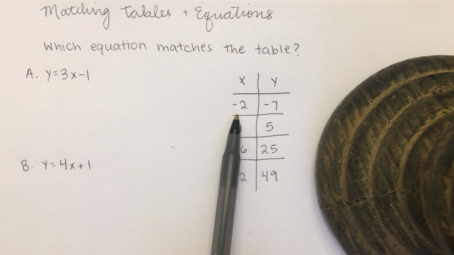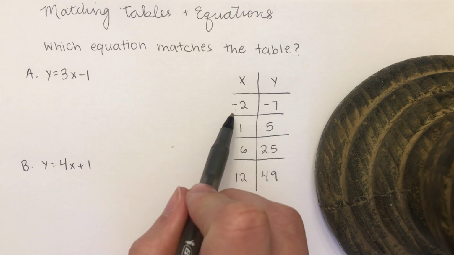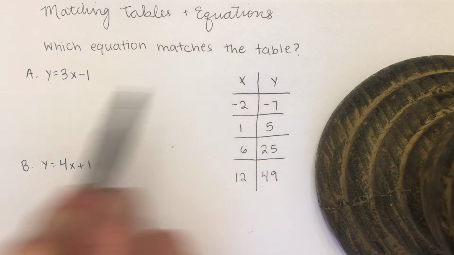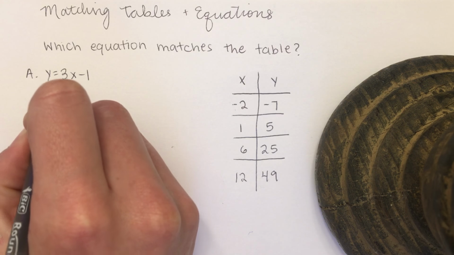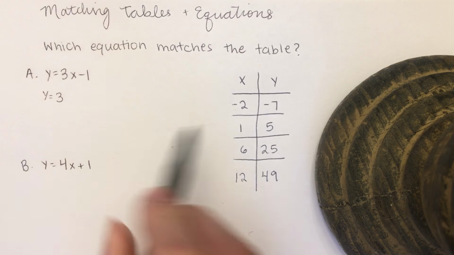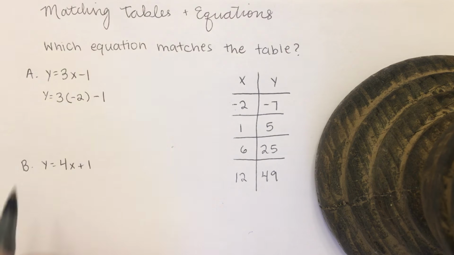So I'm going to start with x being -2. We can start with any of them, but I'm just going to start with the top one. And what I'm going to do for this input value is I'm just going to plug it right into this equation. So y equals, this equation says to do 3 times our variable. I'm going to plug in -2, so 3 times -2 minus 1.